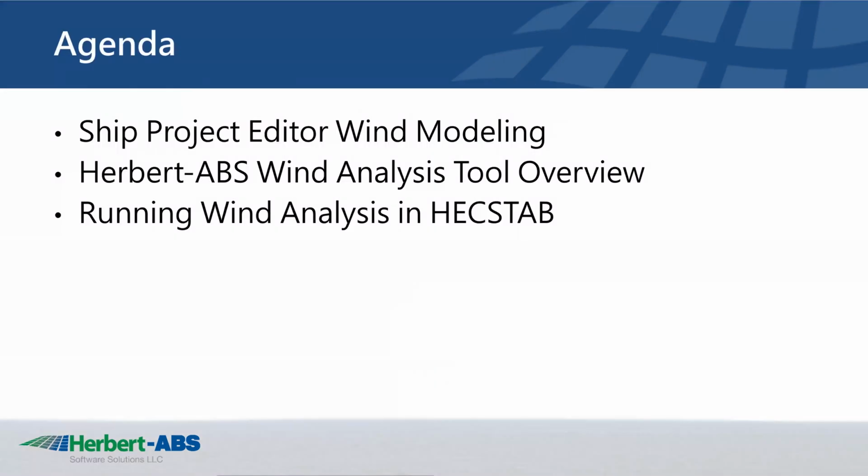To give a brief high-level agenda of what we're going to be going over today, we're going to start with wind modeling and definition of the wind calculation in Ship Project Editor. And next, we're going to move into an overview of the new Herbert-ABS wind analysis tool. We'll look at some of the important wind calculation settings that are exposed in that tool and do a quick run through on a sample semi-submersible vessel. And then finally, we're going to use the results from our wind analysis tool to run a wind analysis in HECSTAB with the same ship, doing, in this case, an intact max KG analysis.